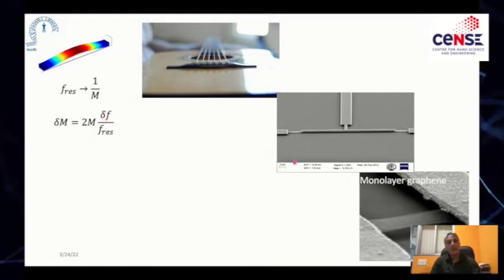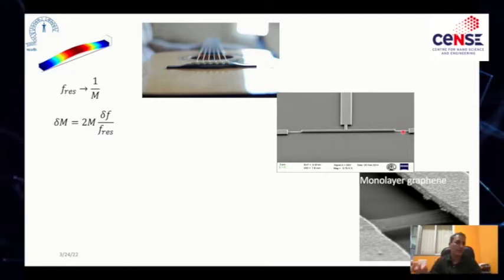So now, why do you want to go to smaller scale? The reason is that what we are typically interested in is measuring smaller and smaller masses. So what's the smallest mass that we can detect? The mass that we can detect using these strings is given by this equation. This is the mass that you can detect, and that depends on the mass of the string itself, in this particular case, the guitar string.